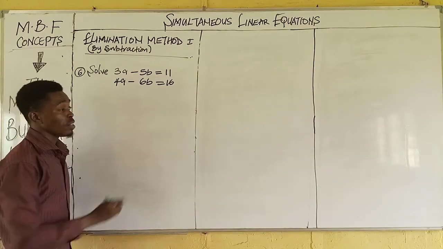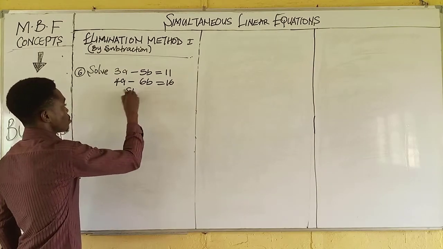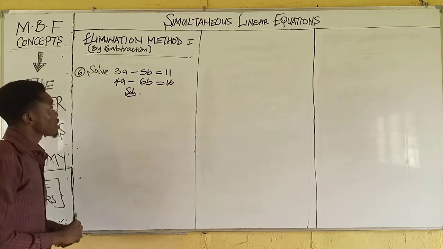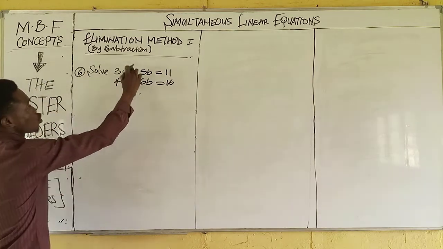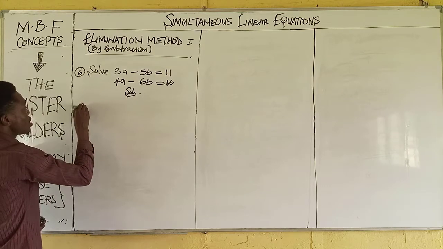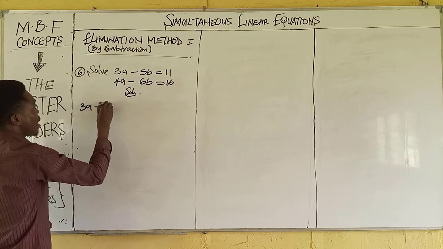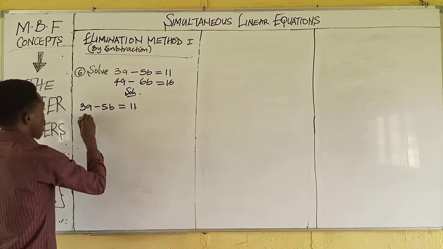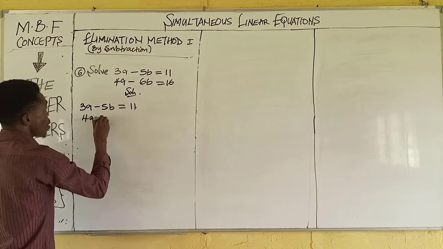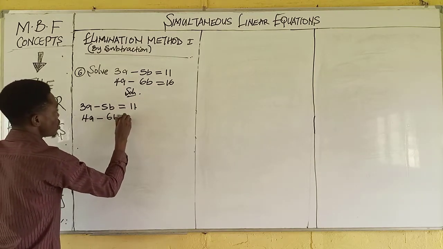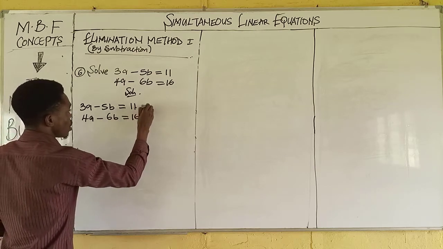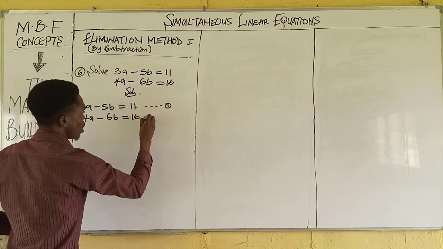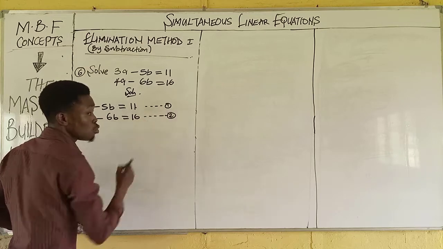Number 6 on the board. Now we put down our solution. Still dealing with elimination method 1. Then we are asked to solve 3a minus 5b is equal to 11 and 4a plus 6b is equal to 60. Now we have this as equation 1 and we have this as equation 2.